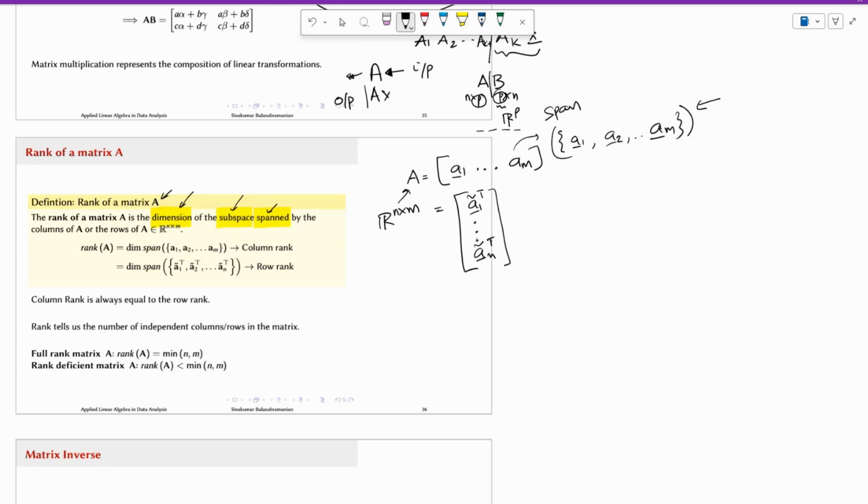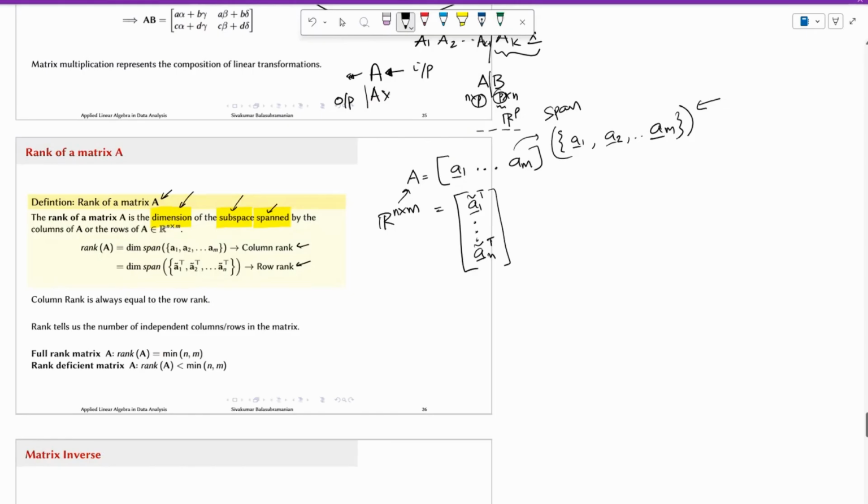Or take the rows, generate a subspace spanned by these rows, and ask what is the dimension of that subspace. That will be the rank of the matrix. It turns out that the dimension of the subspace spanned by the columns and the subspace spanned by the rows will be exactly equal for any matrix. And that's the rank of a matrix, and that's what I've written here. You will often hear people say column rank or row rank; they will always be equal. Column rank simply means the dimension of the subspace spanned by the columns of A. Row rank means the dimension of the subspace spanned by the rows, and they will always be equal, and that is the rank of a matrix.